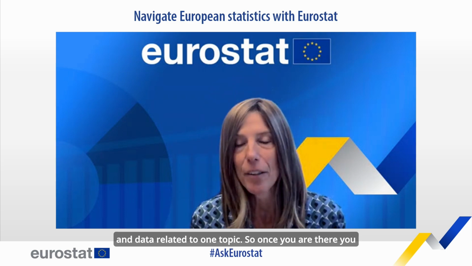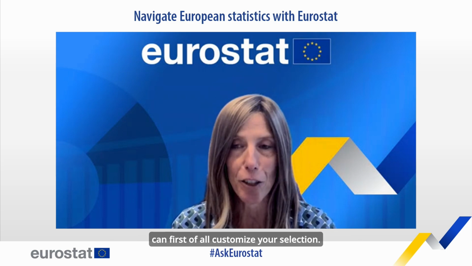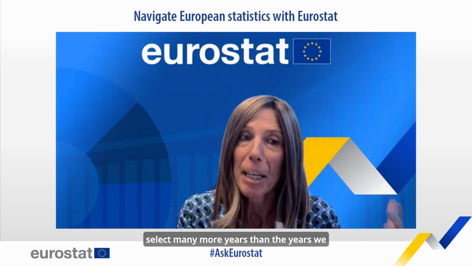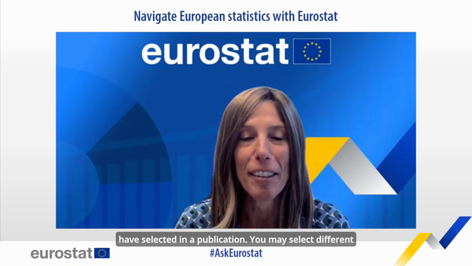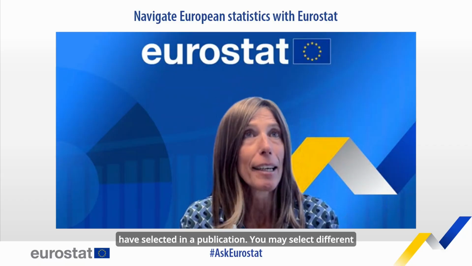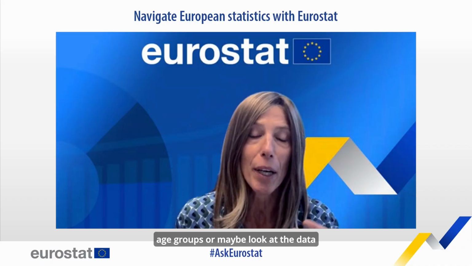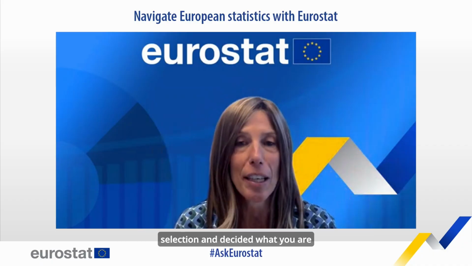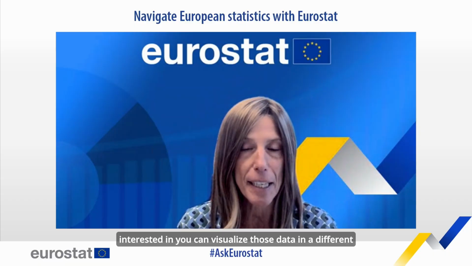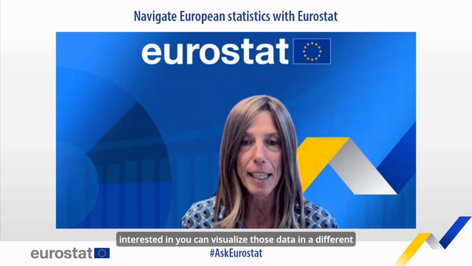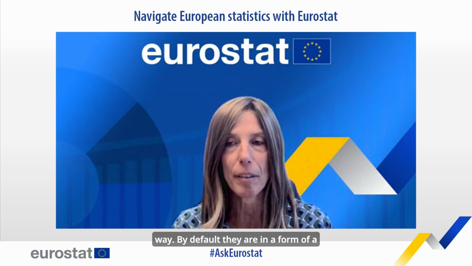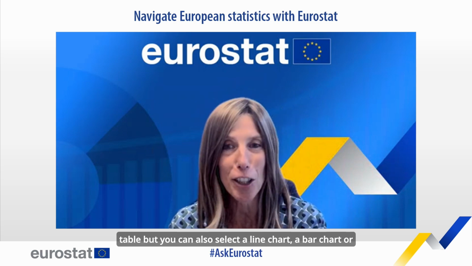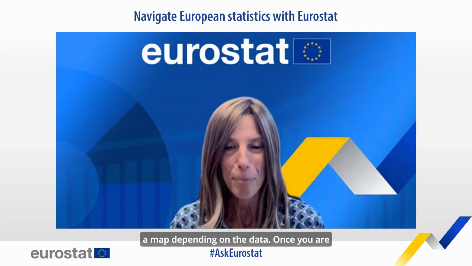So once you are there, you can first of all customize your selection. For example, if you're checking data on population, you might select many more years than the years we have selected in a publication. You may select different age groups or maybe look at the data more for women and for men. Once you have customized your selection and decided what you are interested in, you can visualize those data in a different way. By default, they are in a form of a table, but you can also select a line chart, a bar chart, or a map, depending on the data.